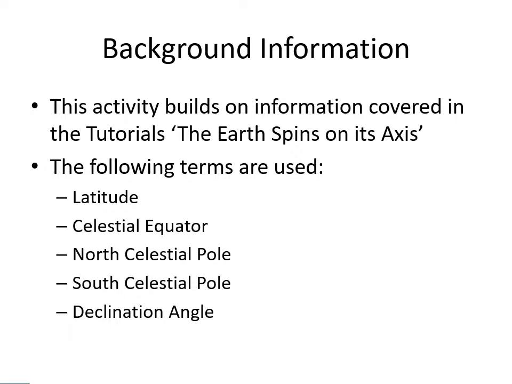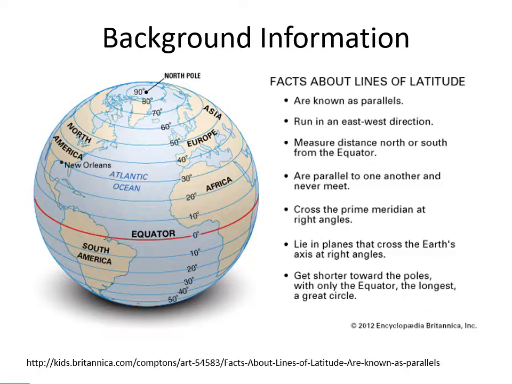Students who are new to astronomy should complete the tutorial The Earth Spins on Its Axis before doing this tutorial. The following terms are used: latitude, celestial equator, north celestial pole, south celestial pole, and declination angle. To determine observability, the site latitude must be given.